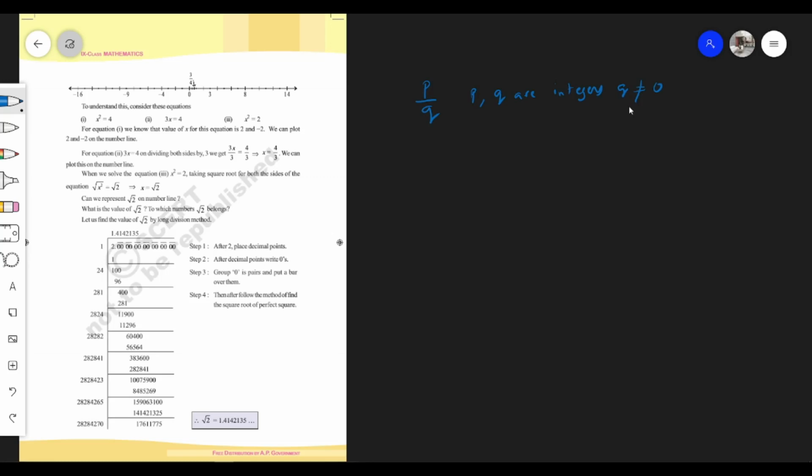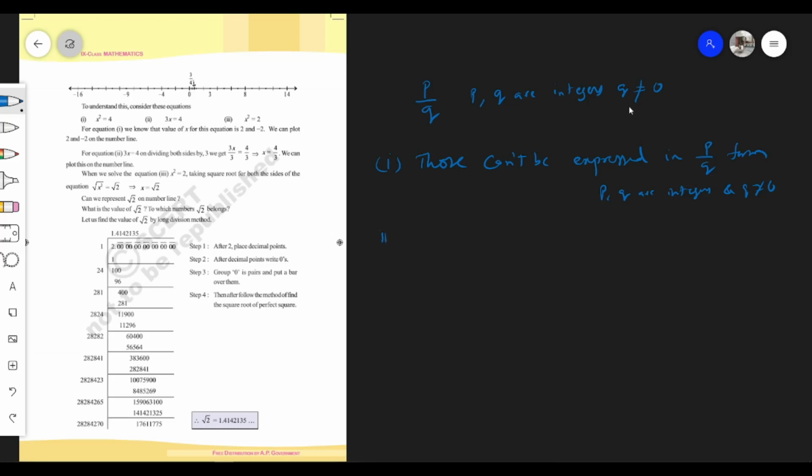Now this makes me think, are there any numbers that can't be written in the p by q form, where p and q are integers and q not equal to 0? Are there any such numbers that can't be written in the form of p by q? Keep it in your mind.